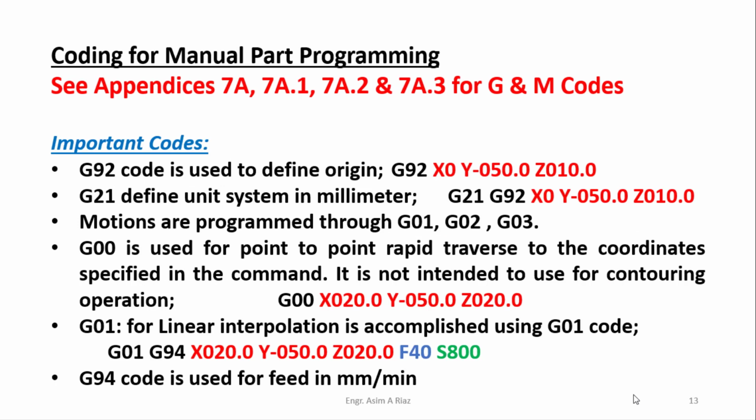Coding for manual mode programming. So in chapter number 7 in the recommended book, you can find these appendices or tables, which are 7A.1, 7A.2 or 7A.3, where G and M codes are mentioned with comments or descriptions. Some of the important codes are mentioned in this slide. You can see which include G92, G21, G01, G02, G03, G00.